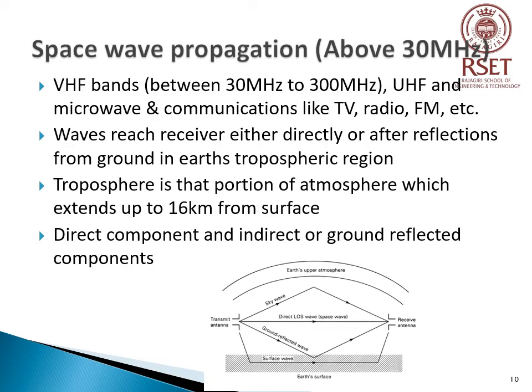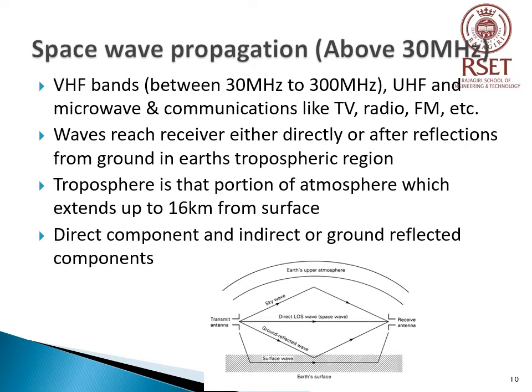Next, about space wave propagation, that is for frequencies above 30 MHz. VHF and UHF bands as well as communication like TV, FM, etc. utilize this mode of propagation. In this mode of propagation, electromagnetic waves travel from transmitter antenna to the receiver antenna either directly or after reflections from the ground in Earth's tropospheric region, and troposphere is that portion of atmosphere which extends up to 16 km from the surface of Earth.